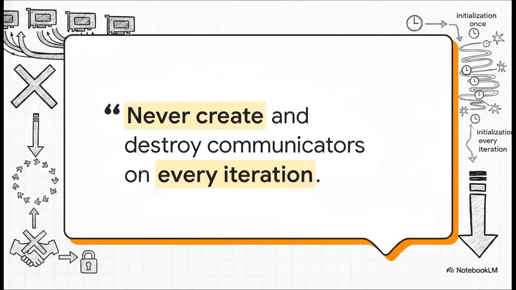So the absolutely crucial point here boils down to one rule: never create and destroy communicators on every single iteration. Initializing an NCCL process group takes a massive cluster-wide handshake. If you put that initialization inside your actual training loop, an iteration that should take half a millisecond can suddenly inflate to nearly 50 milliseconds. Always initialize once at startup.